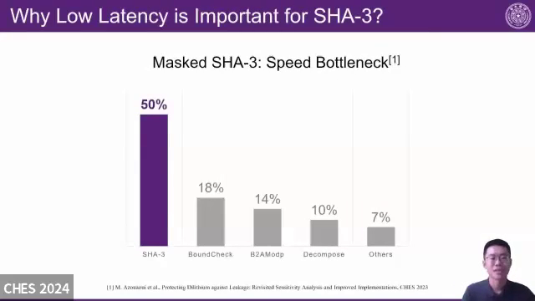Second, masked SHA-3 operations can become a speed bottleneck. For example, in Dilithium's software masking, the SHA-3 operations take up 50% of the clock cycles for the entire signing process. So, creating a low area, low latency masked SHA-3 can help with these issues, but this could be a tough challenge.